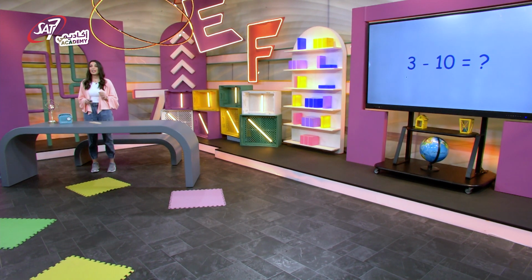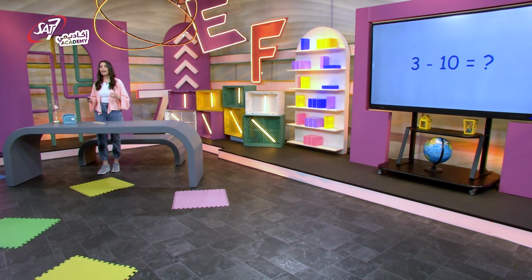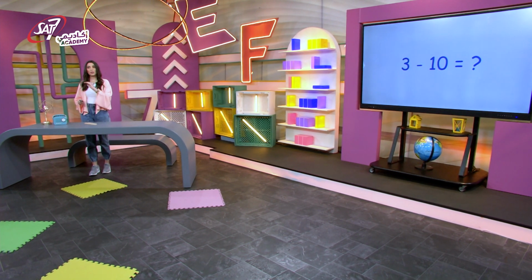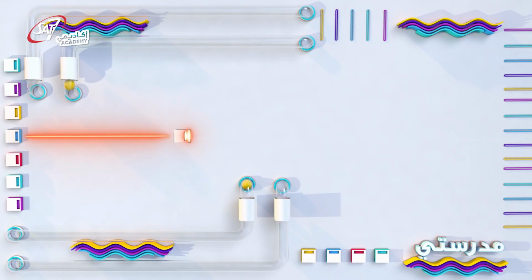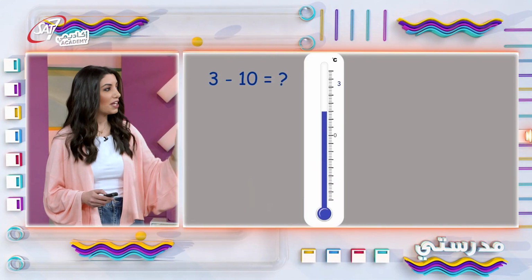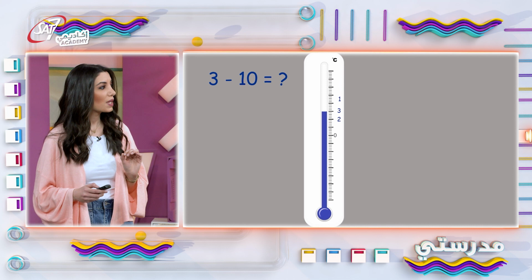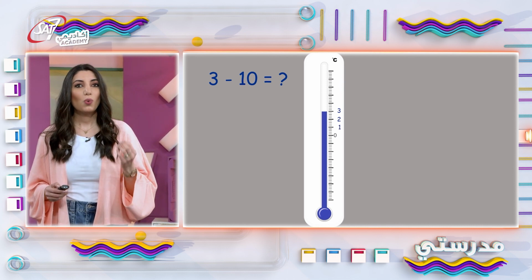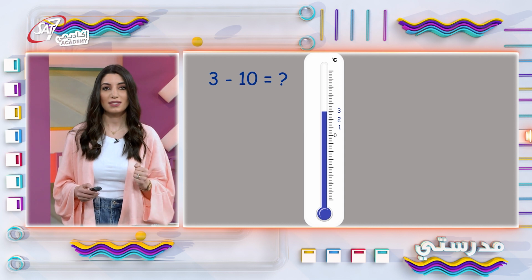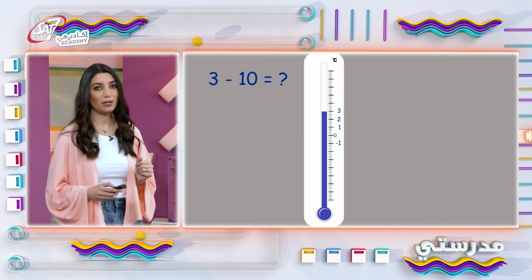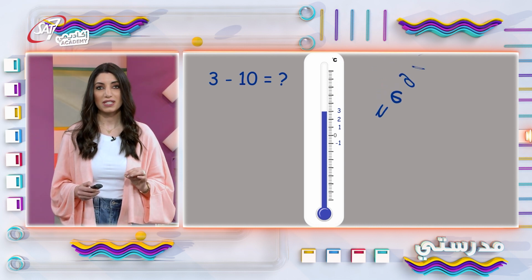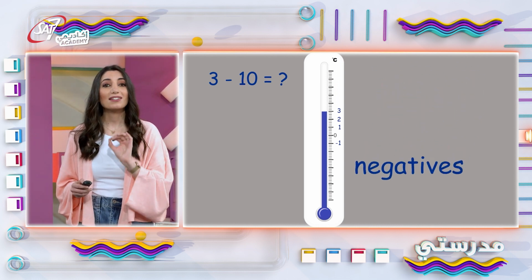Going back to this number sentence, let's imagine that the city had a decrease of 10 degrees in temperature, starting from 3 degrees. Let's count backwards. 3, 2, 1, 0. What's next? Which number comes before 0? Minus 1. Numbers smaller than 0 are called negatives. There is a minus sign beside each one.